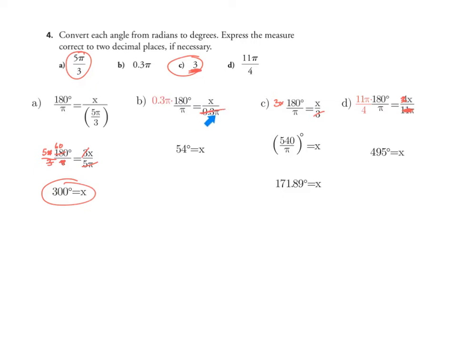Here, you got your 0.3 pi. You bring it up there. You say 0.3 times pi times 180 degrees divided by pi, and you'll get 54 degrees.